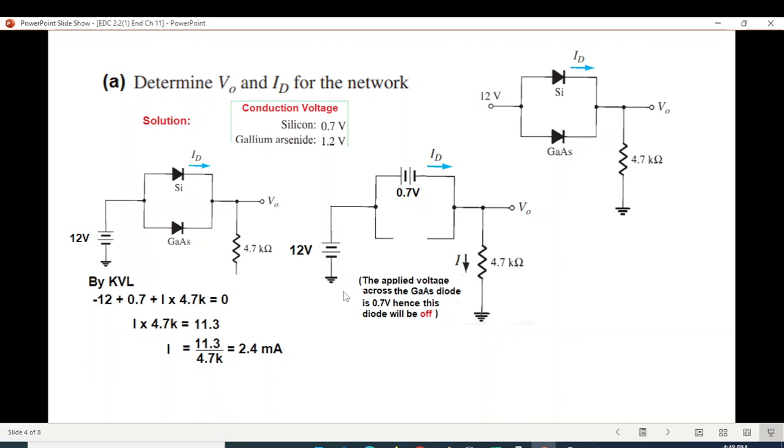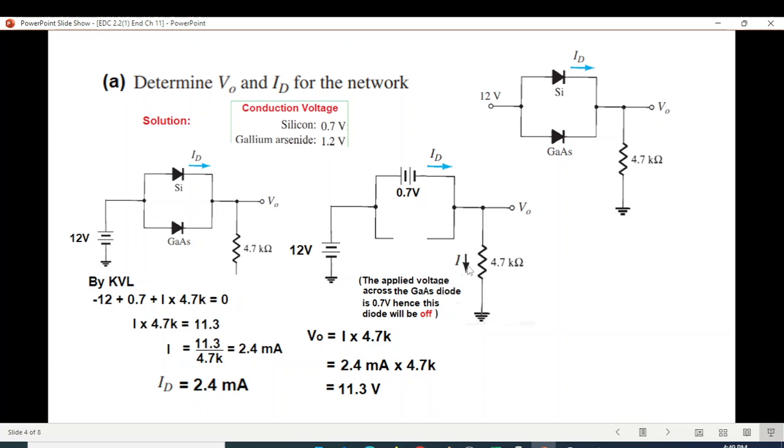First of all, we'll write the KVL equation. So from here, minus 12, plus 0.7, plus I into 4.7. So from here, we can get the current as 2.4 milliampere. And now voltage, or okay, this current is the same as the diode current. So ID will be 2.4 milliampere. And now voltage, we can write directly from here, I into R. So I into 4.7K, it will be 11.3.